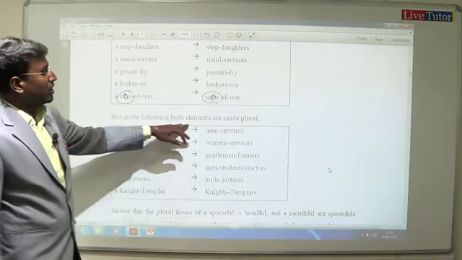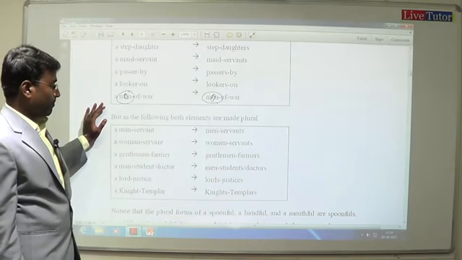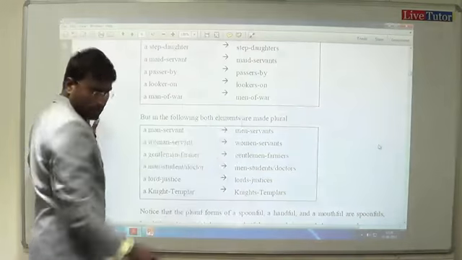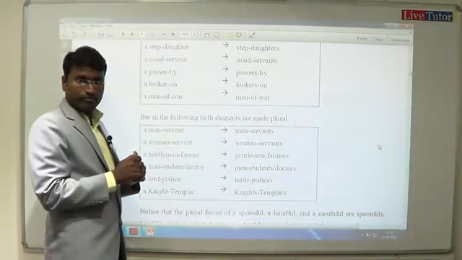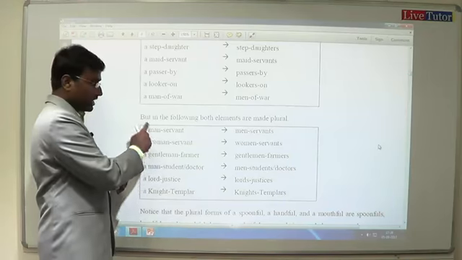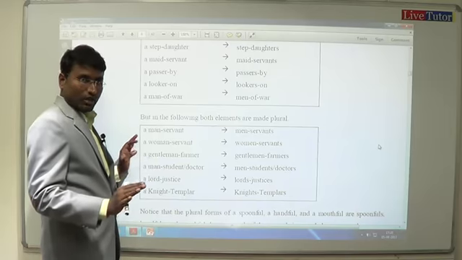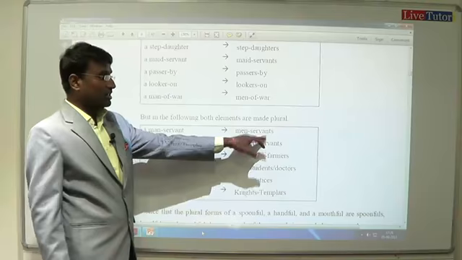But in the following, both elements are made plural. There are some words where you change both the things. Okay, you just note it down, all this. These are exceptionals. Man becomes men and servant becomes servants. You see?